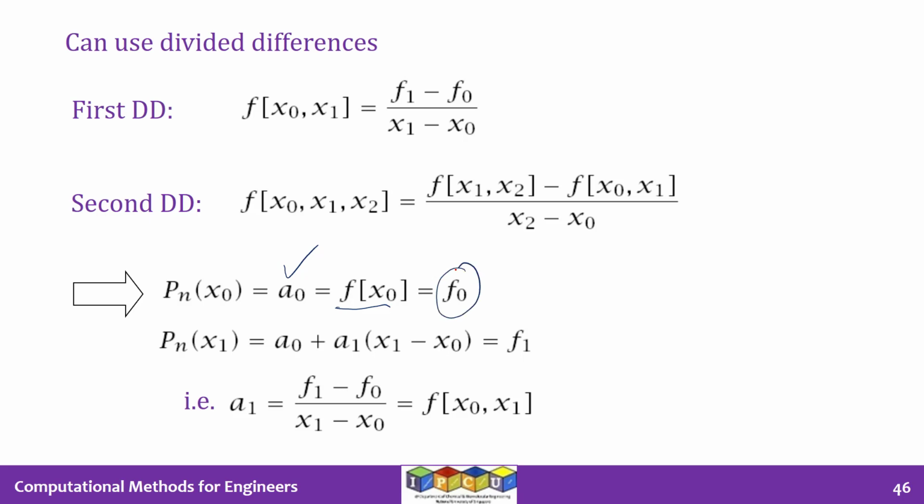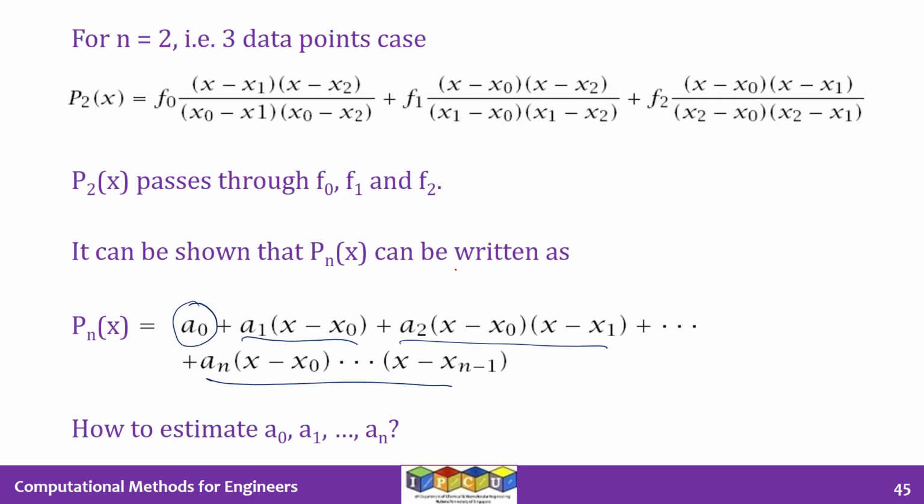Why do we say this is equal to f naught? Because when x is equal to x naught, this term will go to 0, this term will go to 0, leaving us only with the first term, and when x is equal to x naught, the first term will reduce to f naught as we discussed some time ago. So P2 at x naught from this expression is going to be f naught.